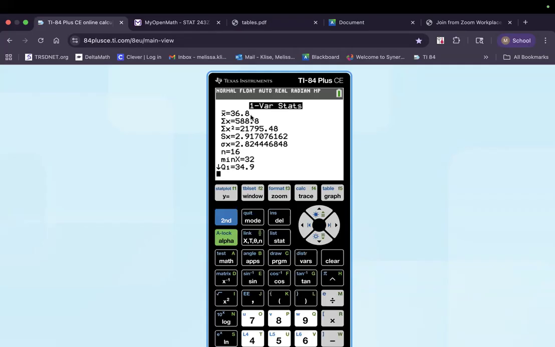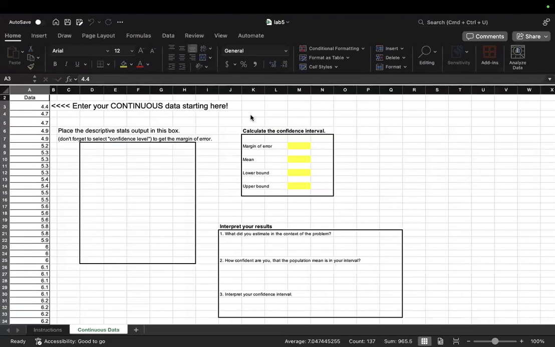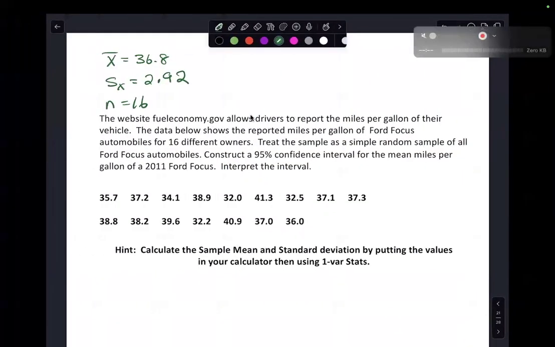So I have my x bar is 36.8. For my standard deviation, we're using the sample standard deviation because this is a sample. So 2.92, one decimal farther than our data. And my n equals 16, so I have 16 data values here. When we find our t-score, we're going to do n minus 1, so we'll do 15.